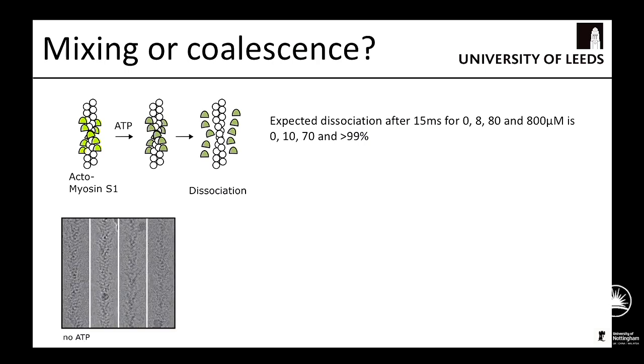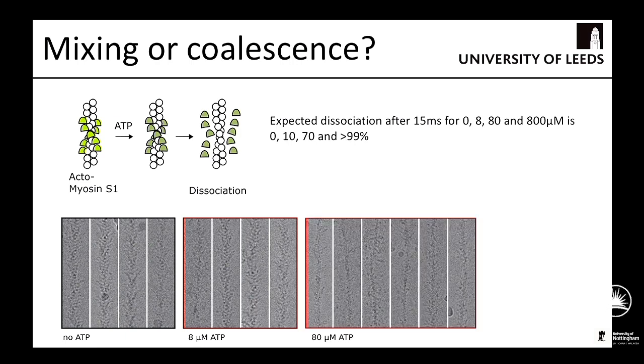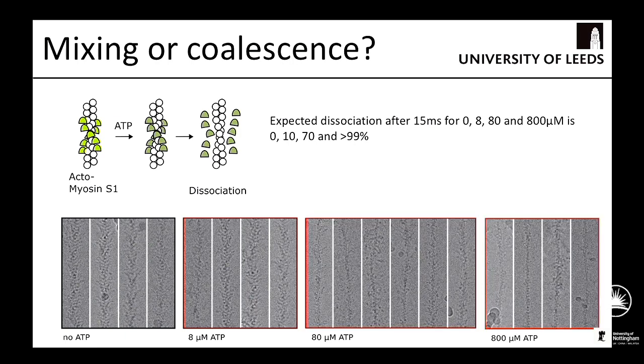And indeed, we see these furry fibrils here with no ATP. After 8 micromolar ATP, they remain quite furry, as we'd expect, with only 10% dissociation. But they start to thin out after 80 micromolar ATP, and after 800 micromolar ATP, we get these bare filaments. So it's not perfect. Some of the filaments are still slightly decorated, so the mixing isn't perfect yet, but it's pretty good, because a lot of the filaments that we see are all undecorated. So that shows that we are getting mixing, and we're getting it around the 15 millisecond time point at the moment.